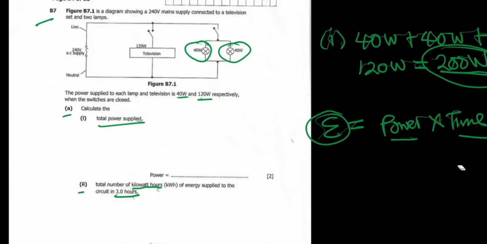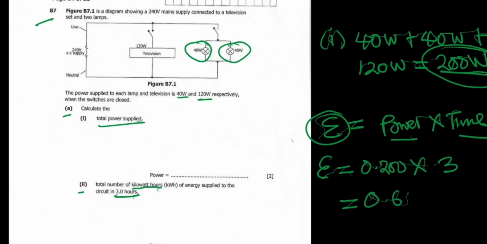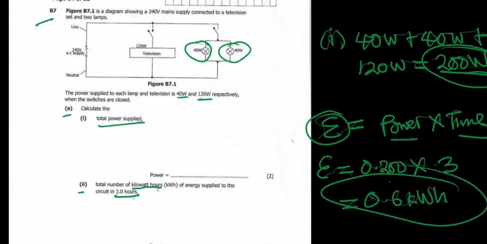Then we can go ahead and solve for energy. So we are going to say energy is actually going to be 0.200 times 3 hours. And this is going to give us 0.6 kilowatt hours. So that's the amount of energy that is going to be supplied to the circuit in 3 hours.